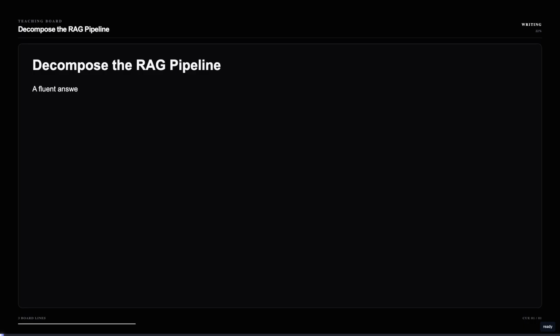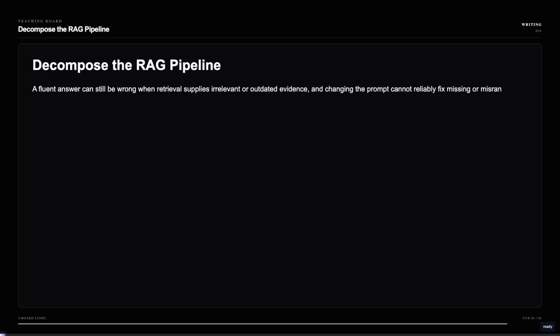Consider a resident asking why a property tax estimate increased and which county rule supports it. The assistant responds confidently, but cites a neighborhood maintenance policy and an outdated listing description. Although the generation is fluent and the citations are real, the answer is wrong because retrieval supplied the wrong evidence. A prompt change cannot reliably repair evidence that was missing or ranked incorrectly.